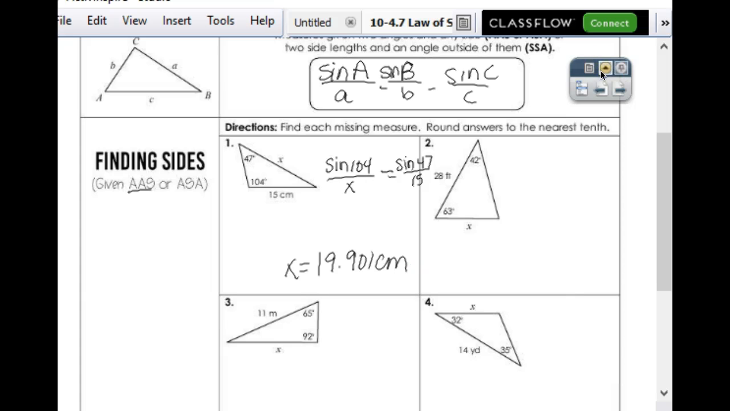So, what do I have this time? This time I have an angle, a side, and an angle. Angle, side, angle. That's another handy-dandy case that's super easy. Okay? So, I want x. X is across from the 42. So that means the x has to go under the sine of 42.